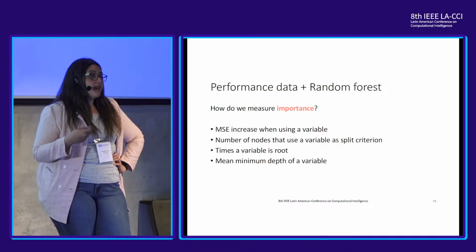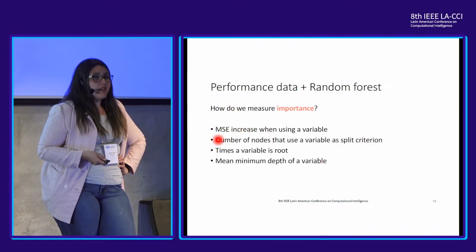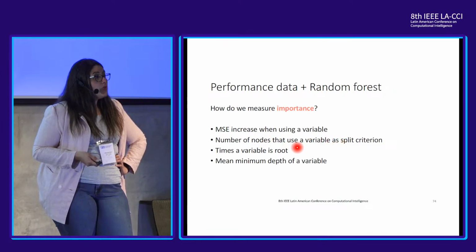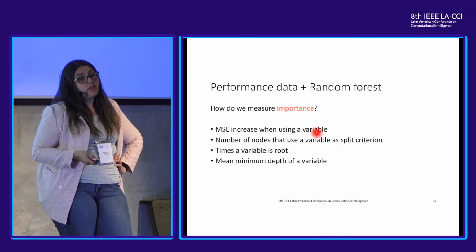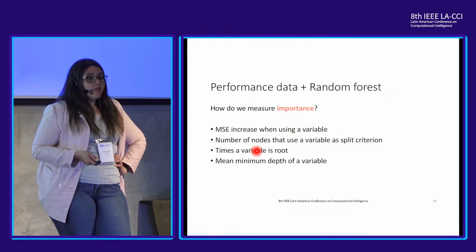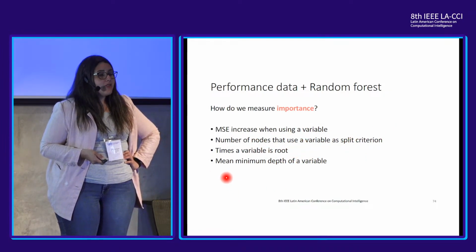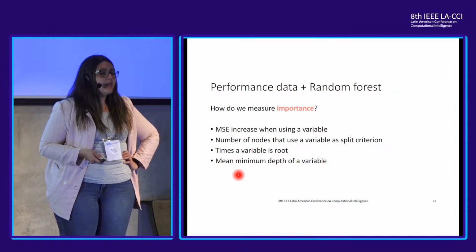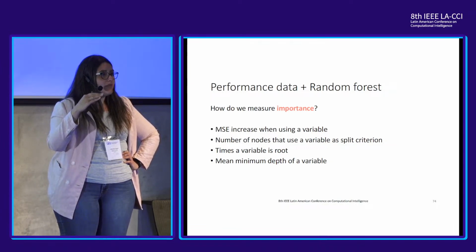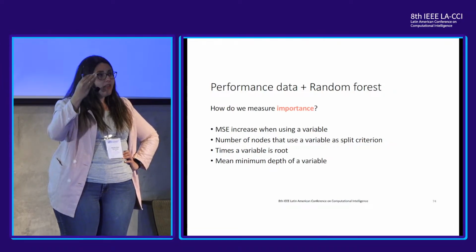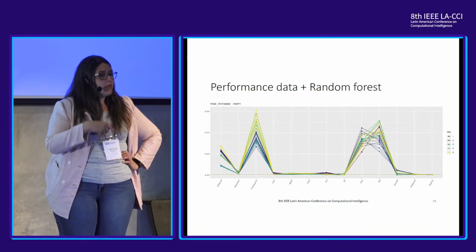So how can we measure importance when we are using random forest models? We can use the increase of the error, the mean square error, or maybe we can use as an importance measure how many nodes in the trees have been using this variable to do the split. Or we can count, for example, how many times a variable is used in the first split, in the root node. Or we can use this measure that for me is very interesting. It's called the mean minimum depth of a variable, to measure how deep in the trees this variable is used. So how useful is it at the very beginning to decide performance, basically, right? To classify the performance. So all these things we can use as a kind of heuristic to understand.